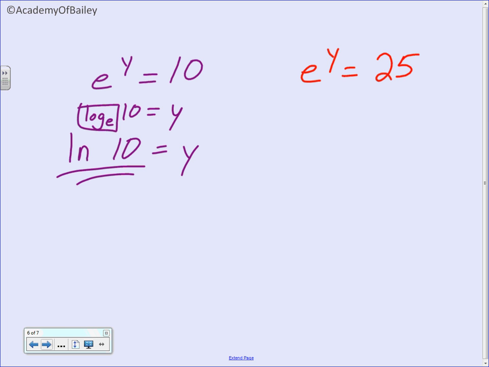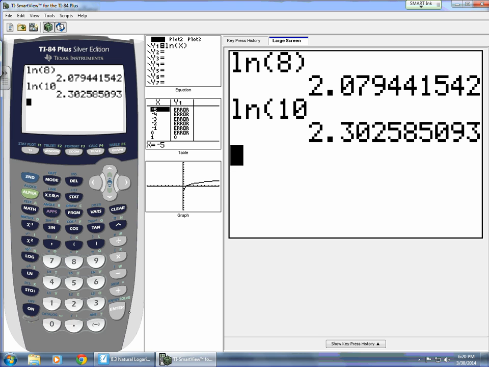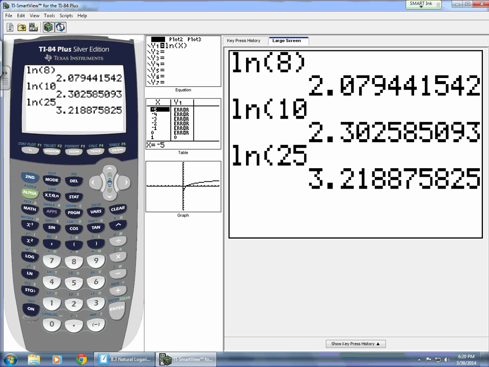e raised to the y power is equal to 25. Let's see what you come up with as a solution there. The natural log of 25 is going to be equal to y. And so if you want solutions, natural log of 10 and natural log of 25. There we go.